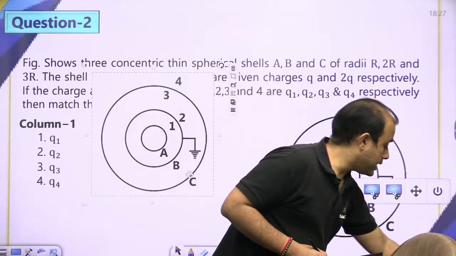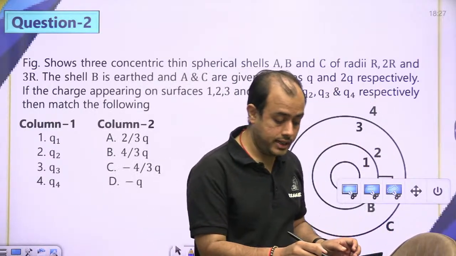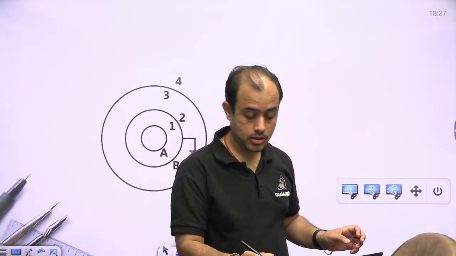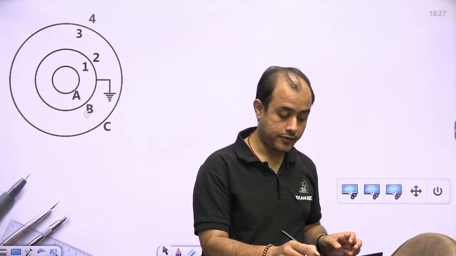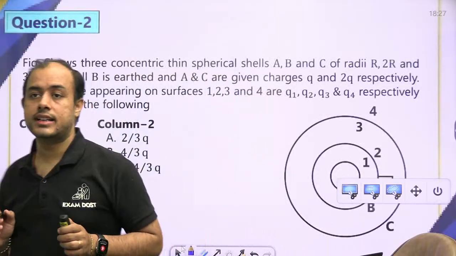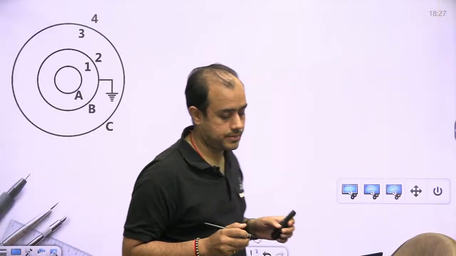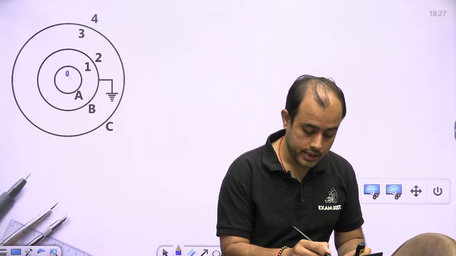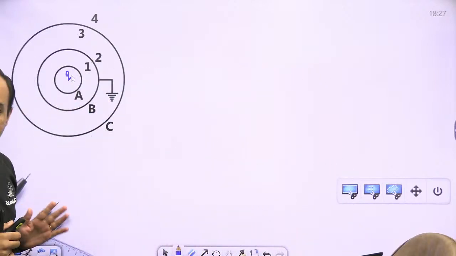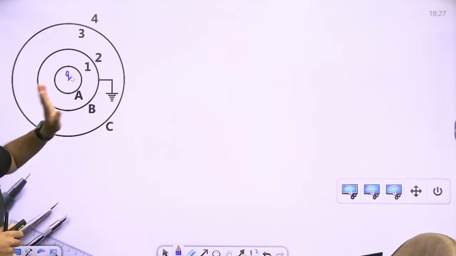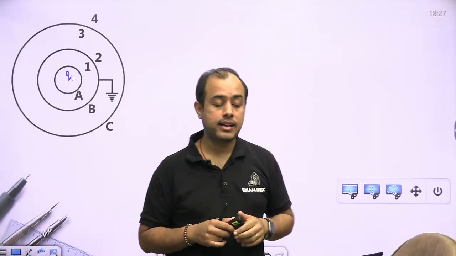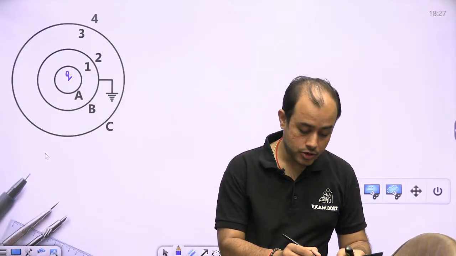So 1 and 2 are the inner and outer surfaces of B. 3 and 4 are the inner and outer surfaces of C. So beta, the inner sphere is given a charge Q. That does not change. इसको आपने Q दे दिया, ये तो यही रहेगा. Now what all we need to consider, beta? The potential of the earthed sphere should be 0. And the electric field inside the conductor should be 0.